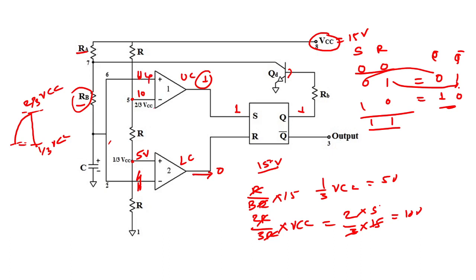So here the inverting is greater than non-inverting, so the output is 0. But what about this one? It is non-inverting greater than inverting, so here you are getting 1. So if this is 0 and this is 1, meaning R is 1 and S is 0, your output Q bar is equal to 1. Q bar equal to 1 means this is 0. If it is 0, then the transistor will turn off. If the transistor turns off, then this capacitor will start to charge via RA and RB itself.